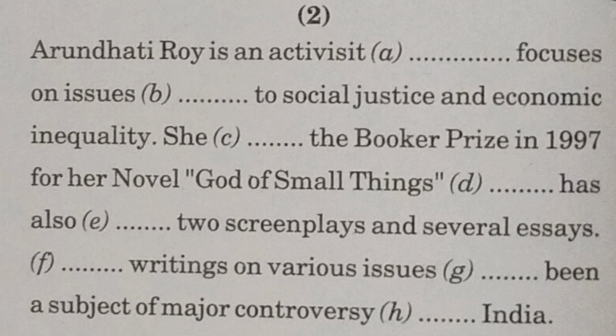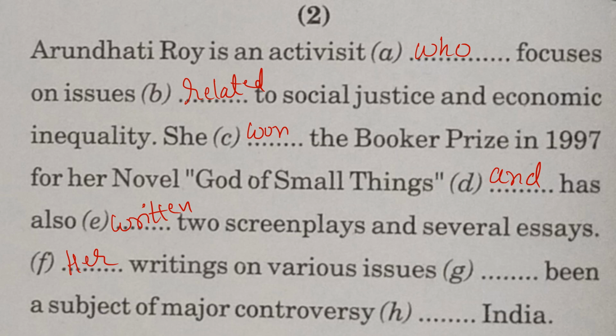Second, Arundhati Roy is an activist who focuses on issues related to social justice, economic inequality. She won the Booker Prize in 1997 for her novel God of Small Things and has also written 2 screenplays and several essays. Her writings on various issues have been a subject of major controversy in India.